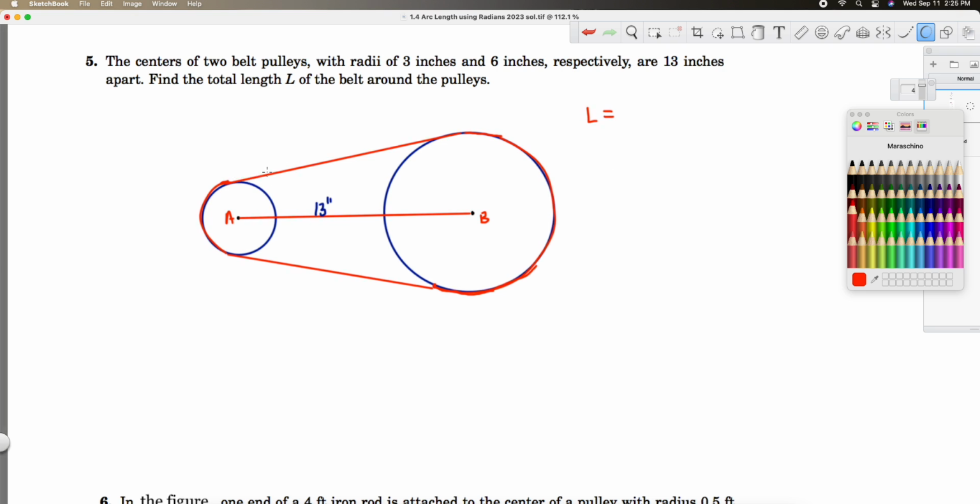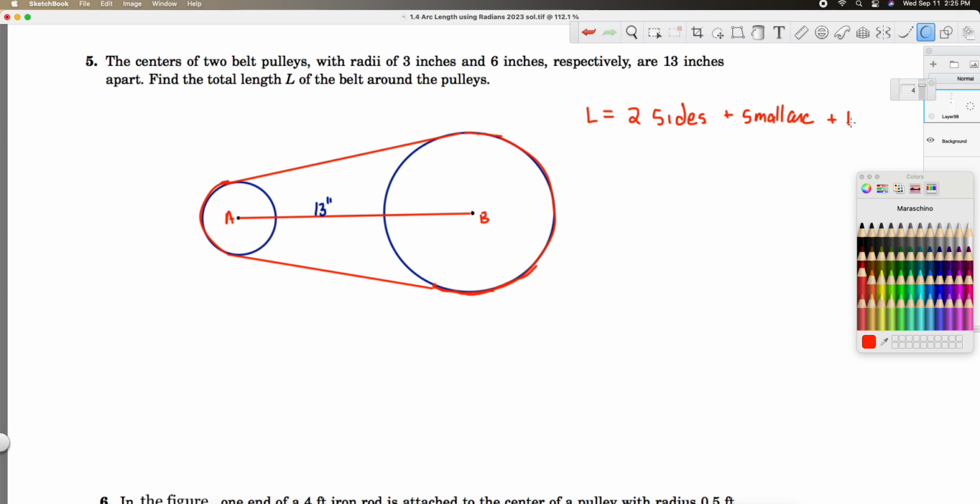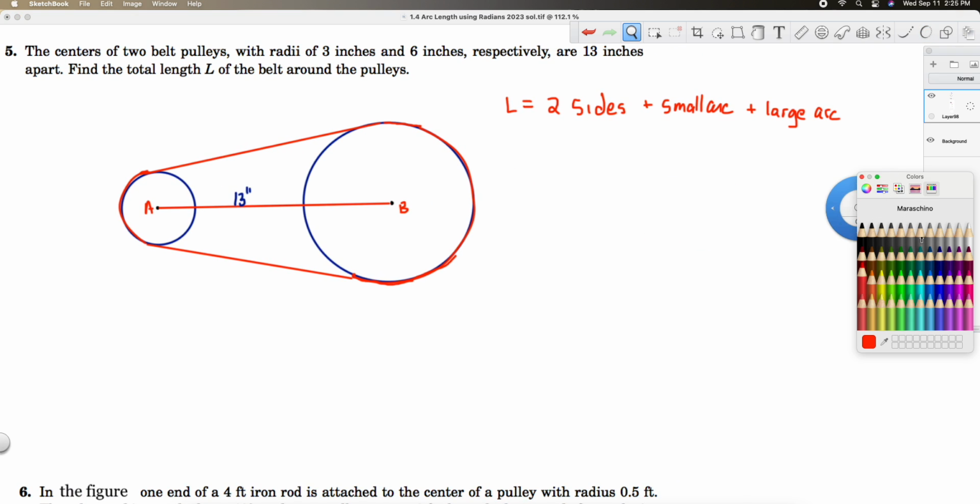Okay, so you see we have two straightaway sections right here, and notice this is a symmetrical figure, so these two straightaway sections are going to be congruent. And then I have this arc and this arc right here. So we have two sides plus a small arc plus a large arc. Just to set up the problem, give it some structure here.